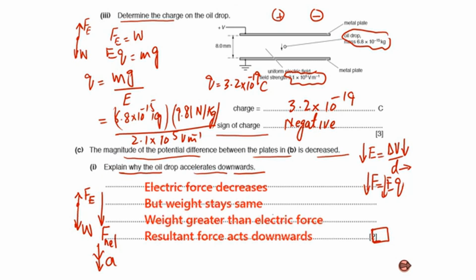So this is how you can write a proper answer. You can say the electric force decreases. You will get 1 mark. But the weight stays the same, so the weight is greater than the electric force. So the resultant force is acting downwards. So this is how we can answer. So that's all for today and for this video.